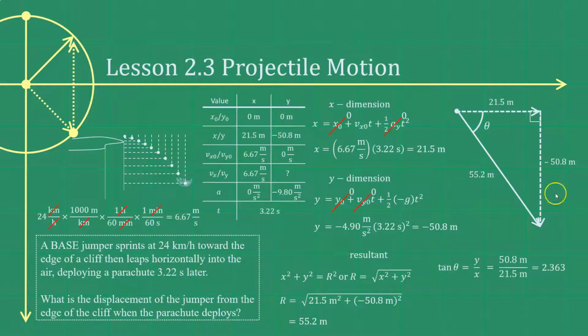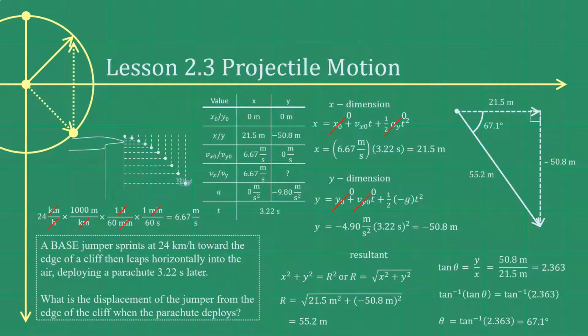What is theta? To find theta, I'm actually going to have to find the inverse tangent of that ratio, and that's going to return the angle that's associated with that ratio. So I take the inverse tangent of both sides. The inverse tangent of the tangent of theta is simply theta on the left, and the inverse tangent of 2.363 is 67.1. I know my angle is 67.1 degrees.